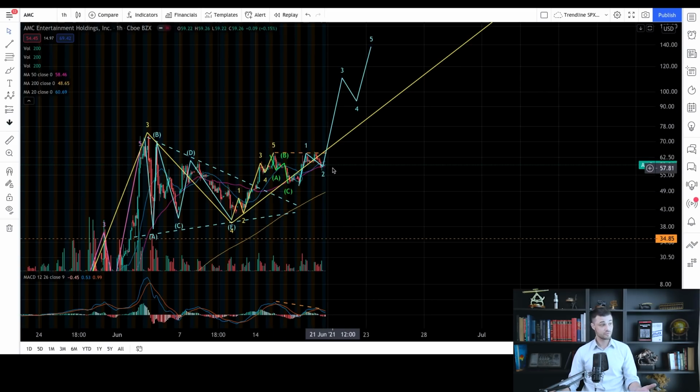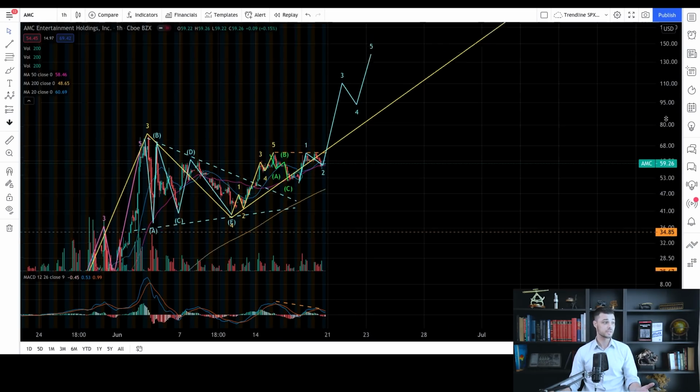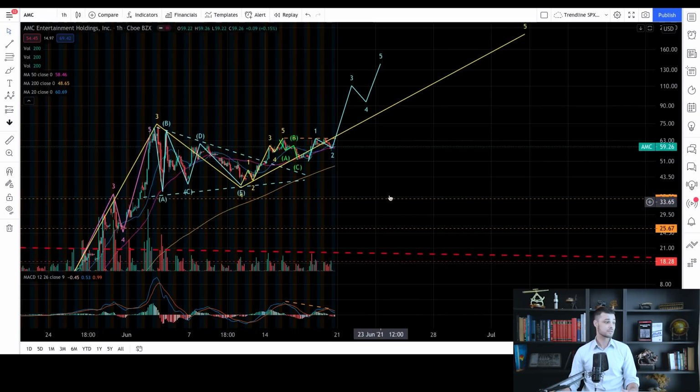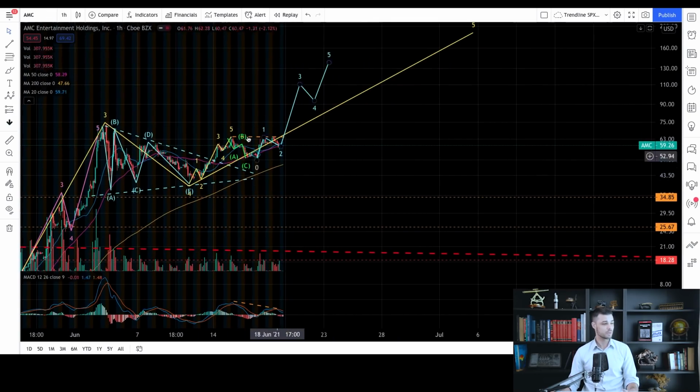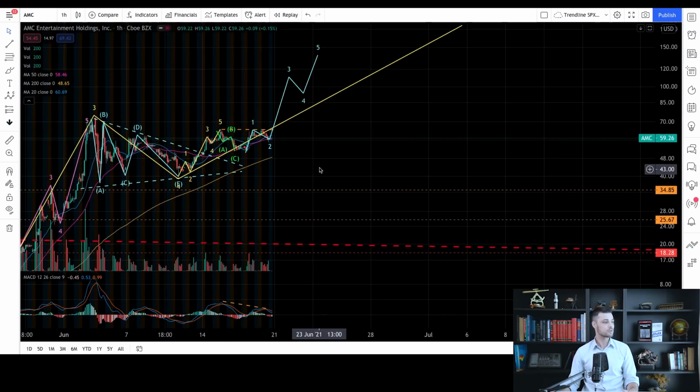So right now, my preferred scenario, guys, is that on Monday we're having a very strong move up and we are starting the third wave. We should start the third wave. This is what should happen. But once again, we're having this sneaky, exaggerated divergence that might cause some trouble.